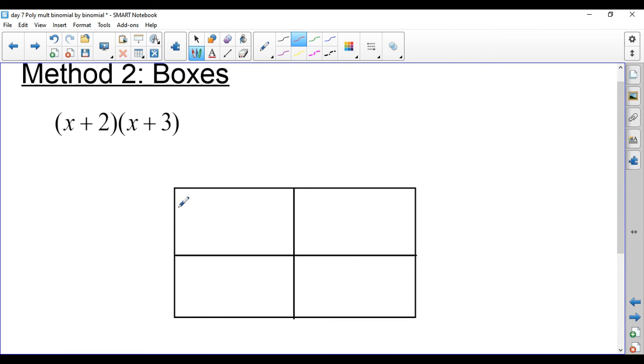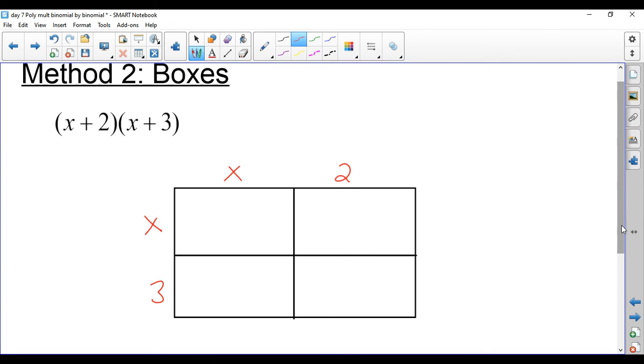I make 2 boxes across and 2 boxes up and down. Each binomial goes either across or up and down. So x plus 2, for example, that's x and positive 2. And times x plus 3, x and positive 3. And what I'm going to do is multiply into each box.